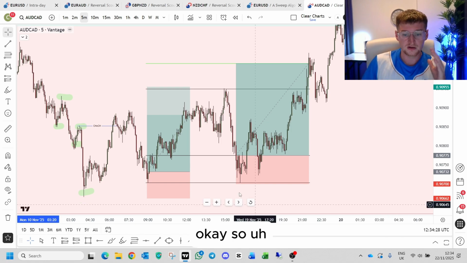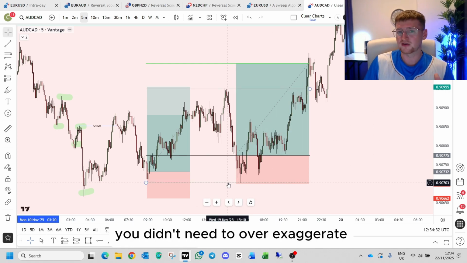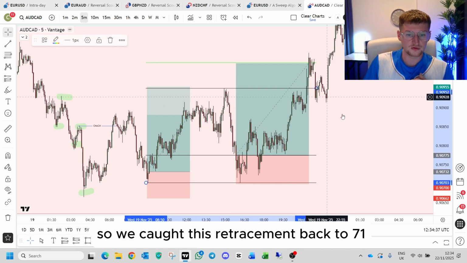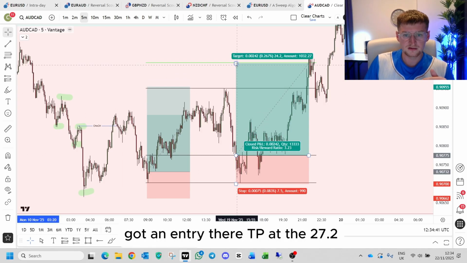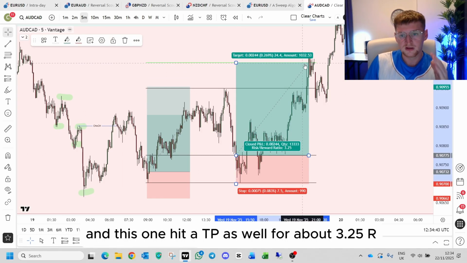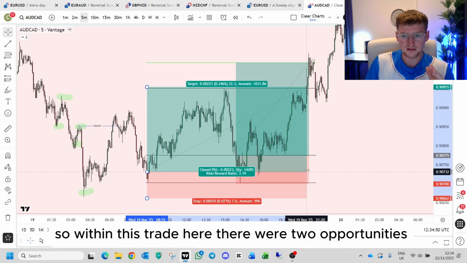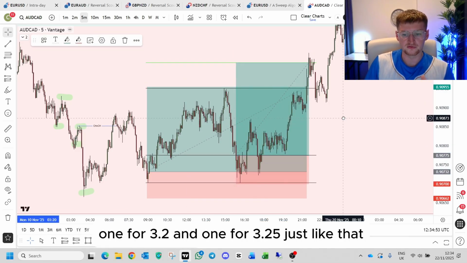Okay, so we got held in there regardless. You probably didn't need to over exaggerate, I'm just giving you a tip of how I do things. So we caught this retracement back to the 71, got an entry there, TP at the 27.2, and this one hit TP as well for about 3.25 R. So within this trade there were two opportunities, one for a 3.2 and one for a 3.25, just like that.